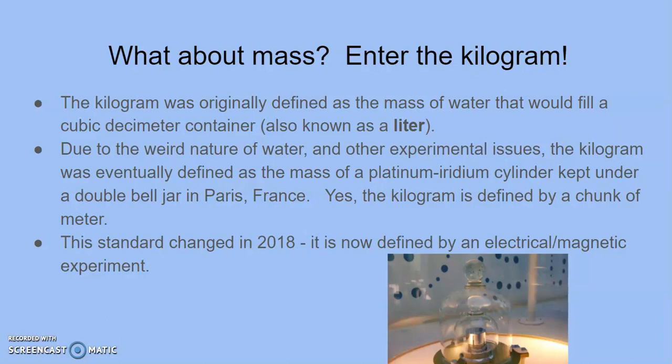The 1 liter container is 1 cubic decimeter, and that is again 10 centimeters by 10 centimeters by 10 centimeters. So 1 liter or 1,000 milliliters. Now, if you fill it with water, that was the original definition of the kilogram. And in fact, it has not changed much. But as it turns out, and you might know this if you've studied a little bit of chemistry, water's got some weird properties, and there are many experimental issues with this.